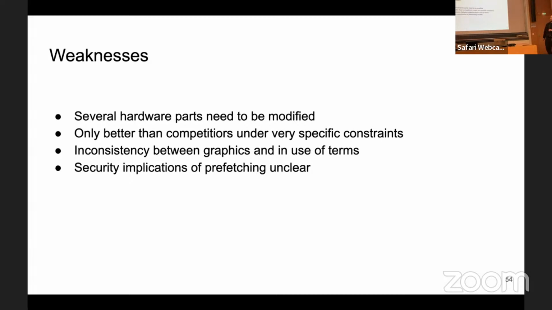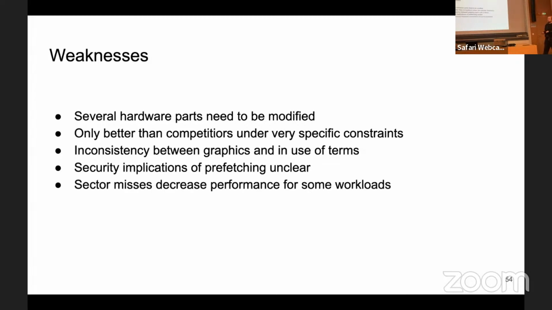I also thought that maybe sector prediction implements basically a form of prefetching, and this seemed like an avenue for certain side channel attacks, and that was not addressed in the paper. I know that a lot of other architectures also do some form of prefetching, but still I would have liked to have that addressed at some point.